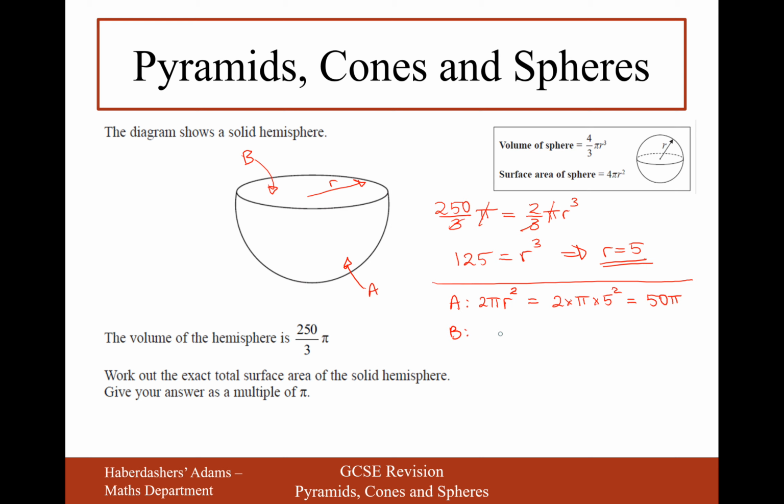Section B on the top is just the area of a circle, so that's pi r squared. So that's just pi times 5 squared, which is going to be 25 pi. And then add the 2 together, will give you 75 pi. So there we are, the answer to this question. The answer is 75 pi centimeters squared. So give your answer as a multiple of pi. I've done that. It's 75 times pi. And there we are. That's the answer for this question.